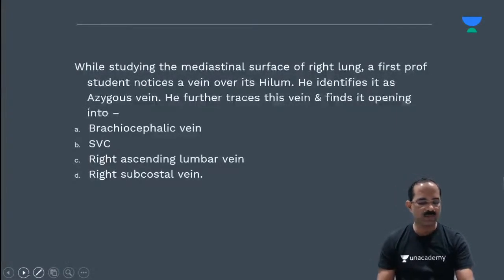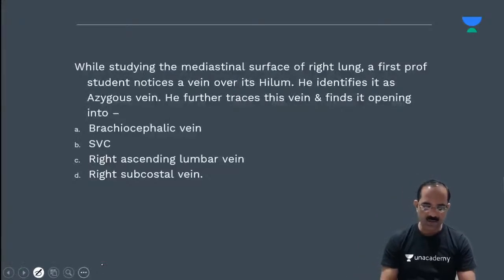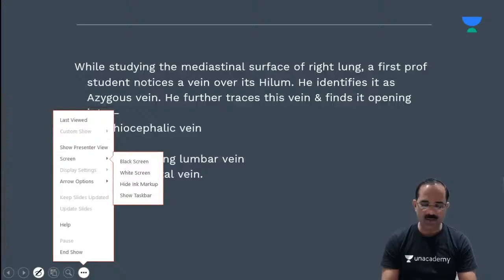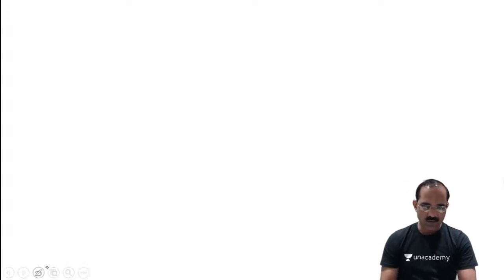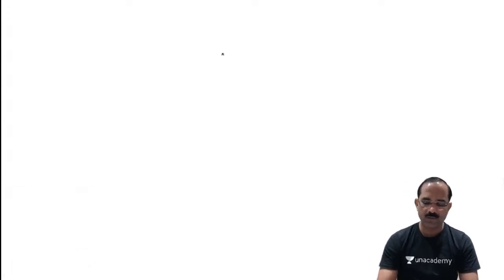My dear children, the azygous vein does not open into the brachiocephalic vein. It opens into the SVC. Remember this. Yes, the azygous vein opens into the SVC. The structure which arches over the hilum of the right lung is the azygous vein. The structure which arches over the hilum of the left lung, anyone? What is that structure?